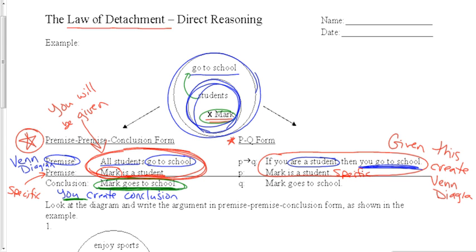Mark. I need to put Mark in the correct place. Mark is a student, so Mark has to go inside of the student circle. This is the conclusion. This is what I should come up with. And then you create this. What do I have to know about Mark? Well, if Mark is a student, Mark must go to school. So let's try another example.